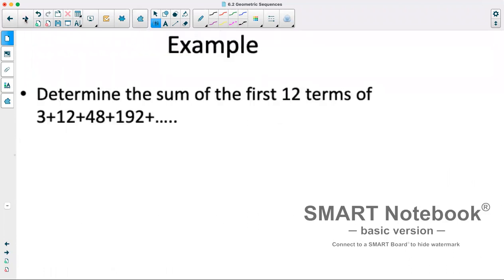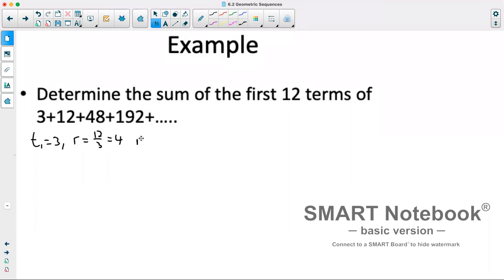So for example, determine the sum of the first 12 terms of this series. So we've got 3, 12, 48, 192, and it continues on for 12 terms. So first, our T1 is 3. Our ratio we'll find by taking our second term divided by our first term. So 12 divided by 3 gives us a ratio of 4.